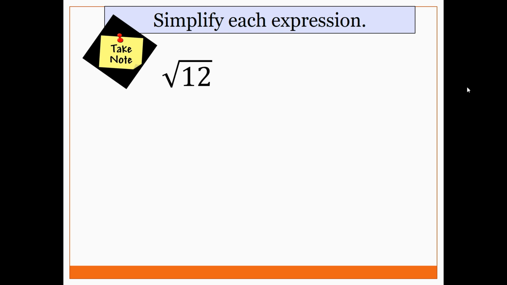So if I think of factors of 12, I have 1 times 12, I have 2 times 6, and I have 3 times 4. In those, which one has a perfect square? Right here, 4 is a perfect square. I can take the square root of 4. So what I want to do is break this down into 3 times 4, which can also be the same thing as the square root of 3 and the square root of 4. We can break it down into the square root of 3 times the square root of 4.